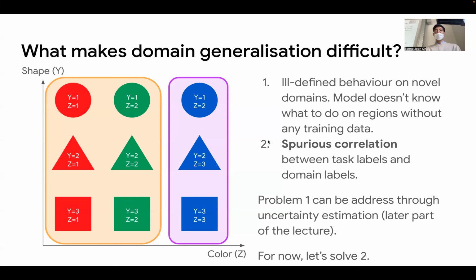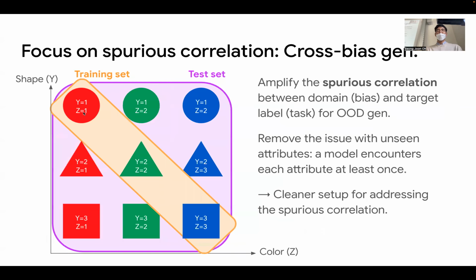And the second reason why domain generalization could be difficult is because of spurious correlations. For example, your prediction of shape may depend a lot on the color. This can happen when you have a lot more samples along this diagonal, right? So you have a lot of samples which are red circle, green triangle, and blue square. And then the model somehow decides that, okay, color is very easy to see, so I'm going to base my recognition on color exclusively.